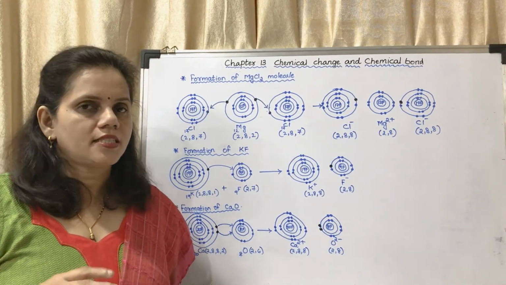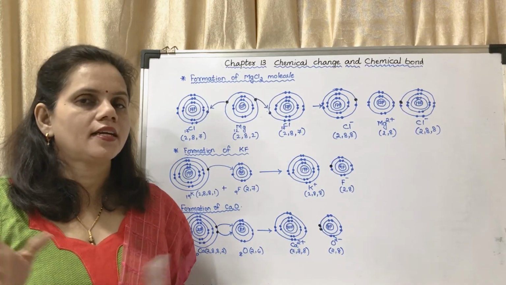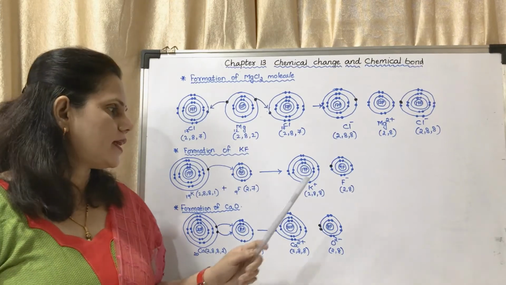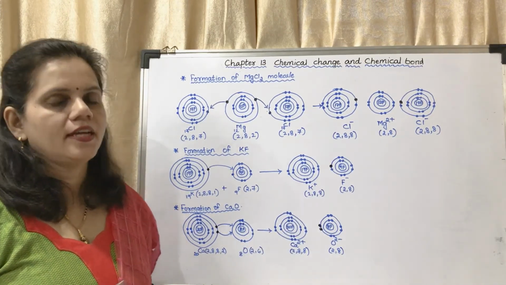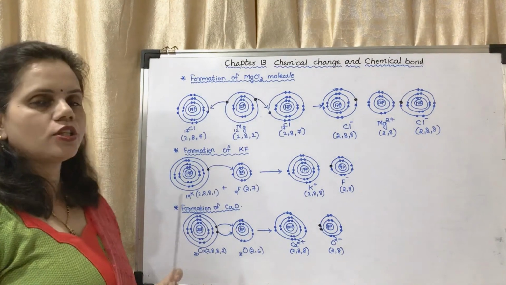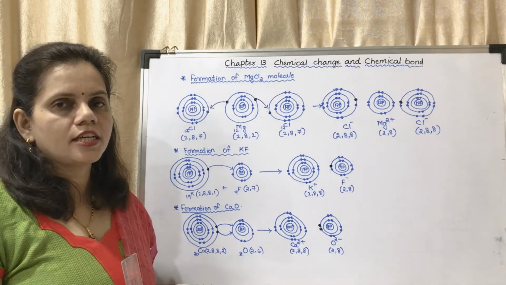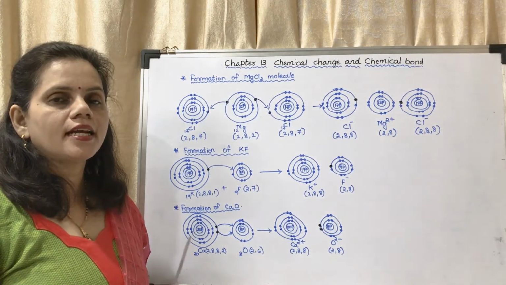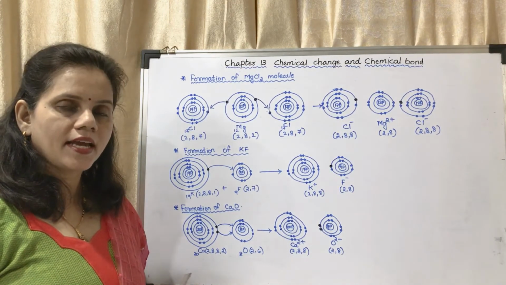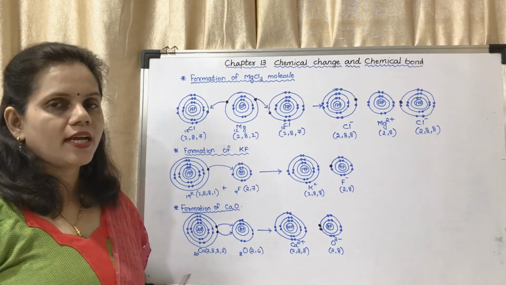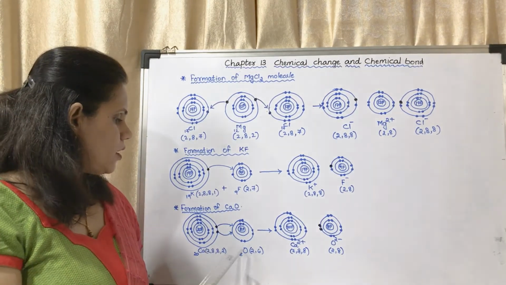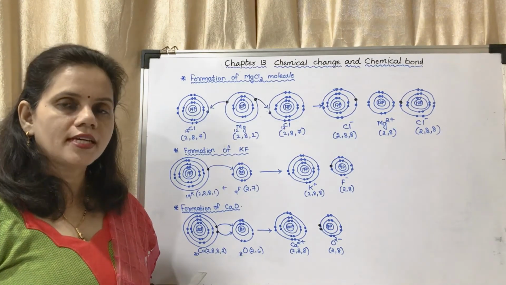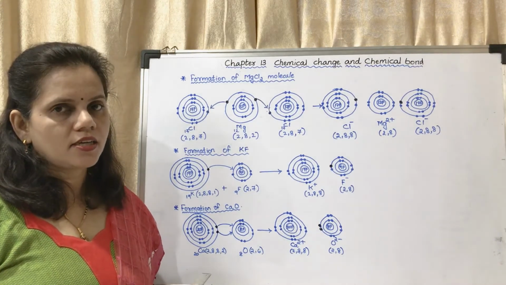So a positively charged ion and a negatively charged ion will come together to form an ionic bond and to form that compound, that is KF. Similarly, the next is formation of CaO, that is calcium oxide. Calcium, its atomic number is 20, its electronic configuration is 2,8,8,2. It has 2 electrons in its outermost shell. And oxygen, its atomic number is 8, its electronic configuration is 2,6.